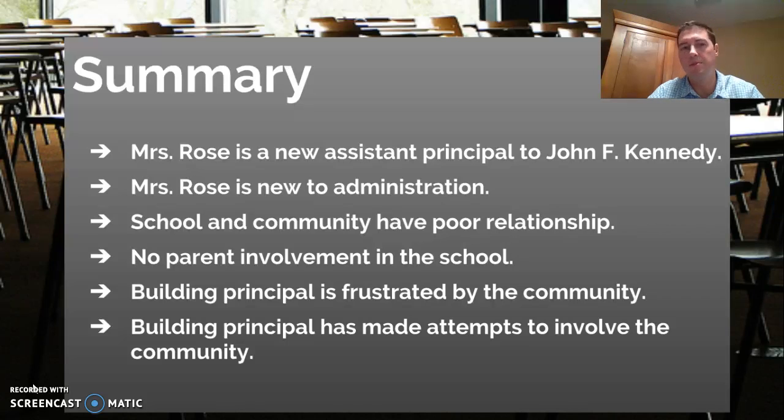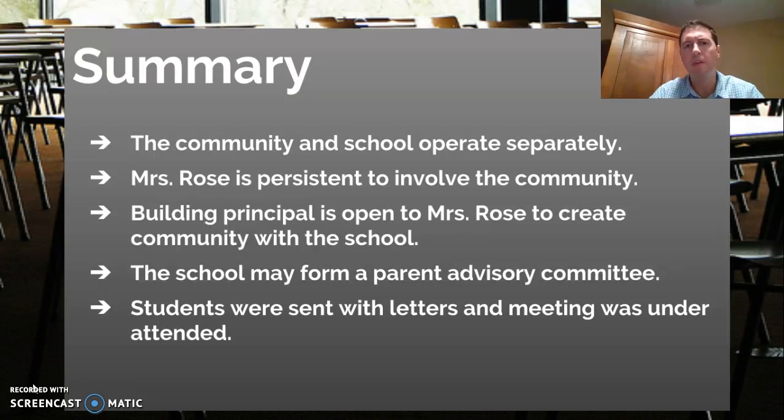Parents are not wanting to be involved with the school. The building principal is frustrated and has tried to make attempts with the community, but has been met with some resistance. The community and the school seem to operate separately. Mrs. Rose is persistent in wanting to involve the community and convinces the building principal to open up and bring the community and school together.